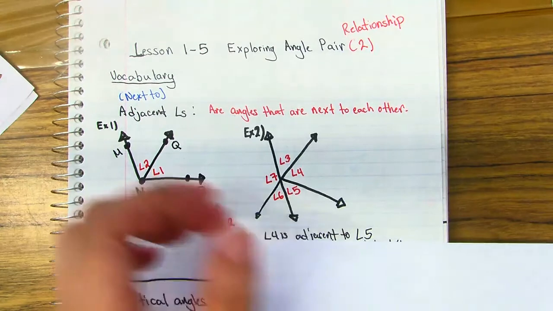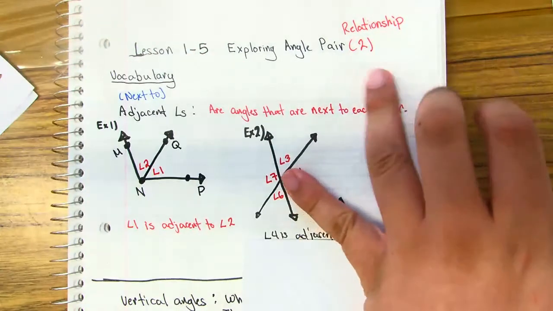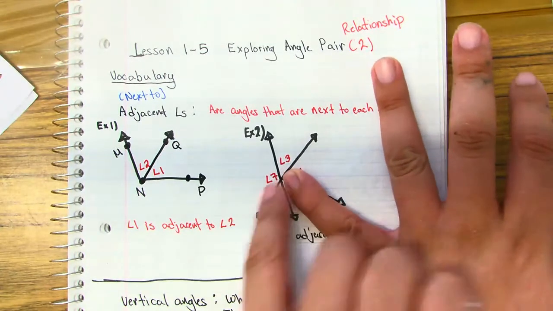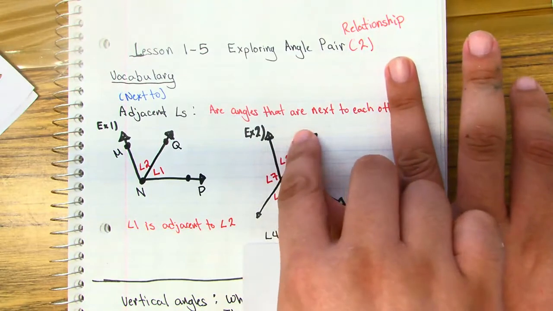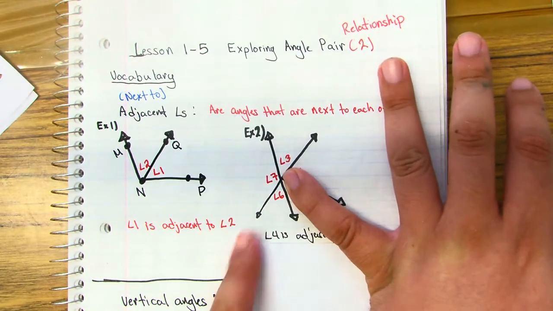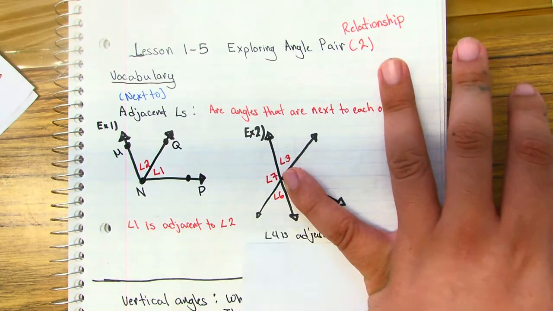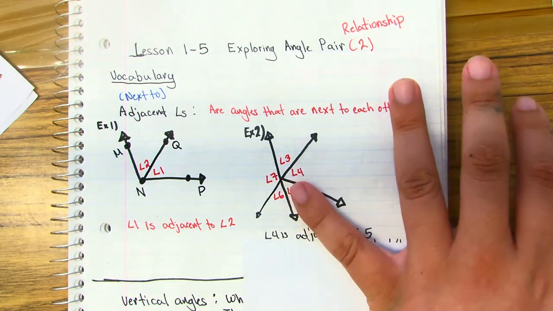But let's just double check, right? If you focus on angle 7, which angles is it adjacent to, or sharing its rays with, right? Angle 7 is sharing its rays with angle 3, and also angle 7 is sharing its rays with angle 6. So automatically you know that it can't be adjacent to angle 4.